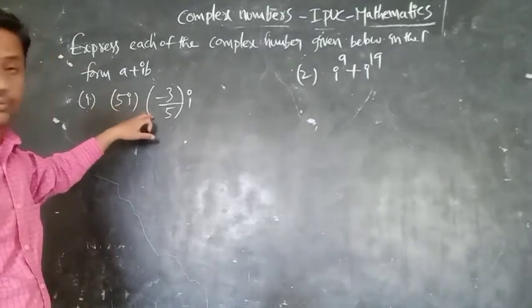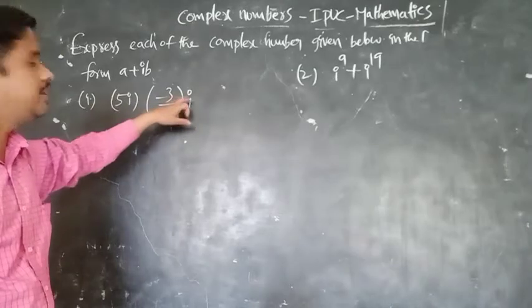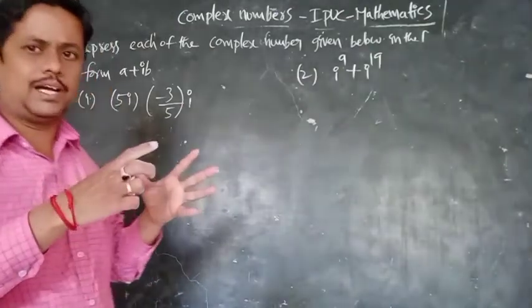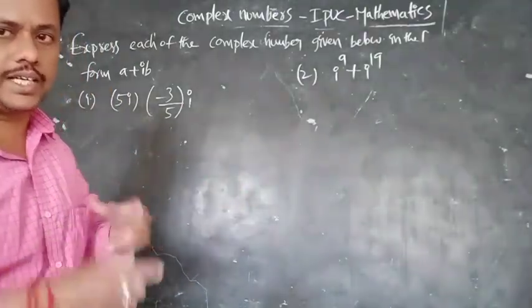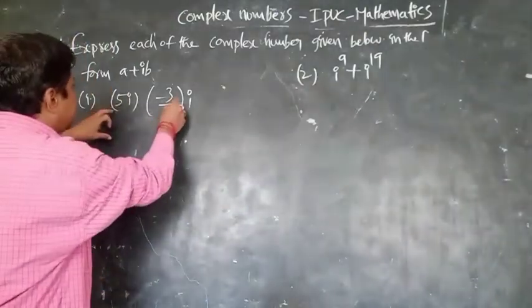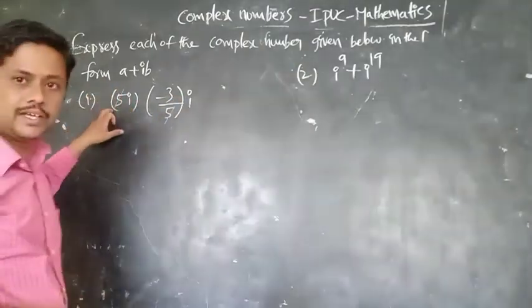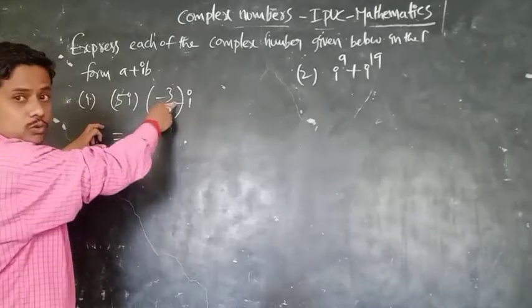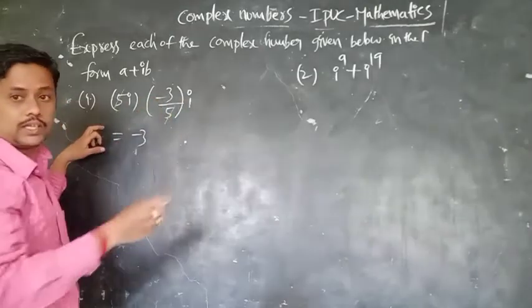5i into minus 3 by 5 into i. So we have to multiply constant into constant. 5 and 5 cancel, and minus 3 is the only constant. i into i is what? i square.